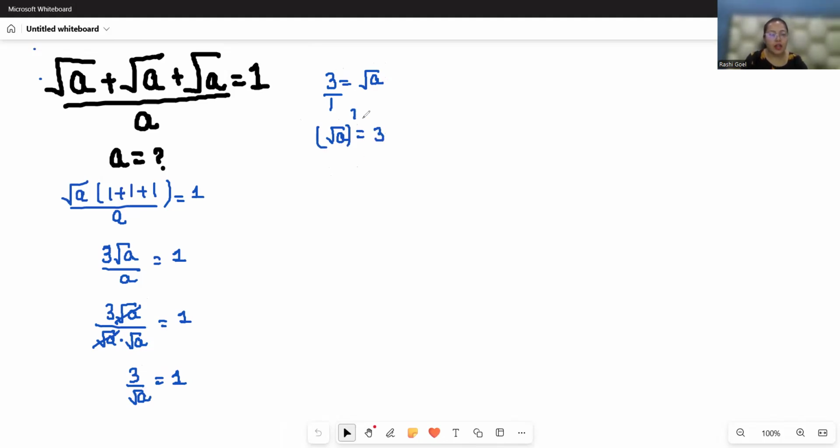Now if I square both sides, the square root is removed. What is the value of a? 9. So now let's verify this.